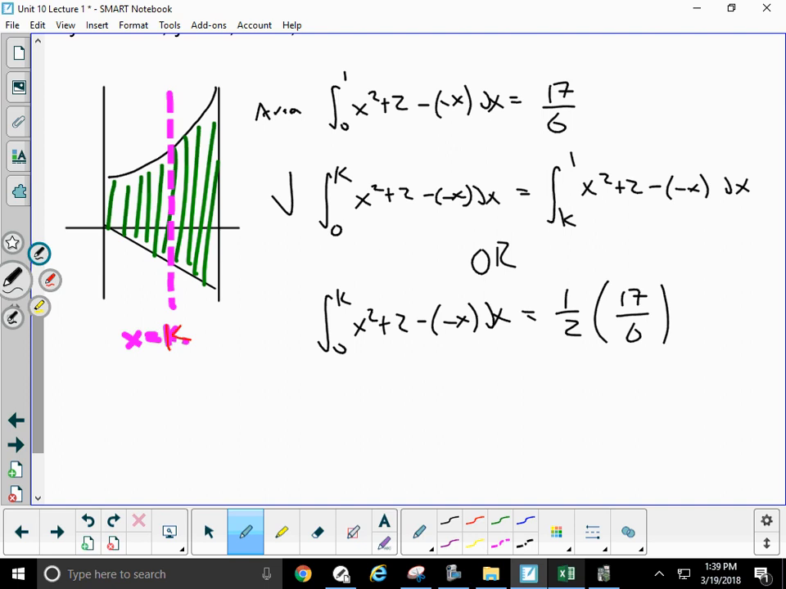Okay, now hold on. We're not done yet. We need to find k. Now what do I do? Do I guess and check and start plugging in different k values? No. How can I find the exact answer? Take the antiderivative. Evaluate this using the fundamental theorem of calculus. So, write a little note here. Use FTC. Take antiderivative. Plug in k and 0.